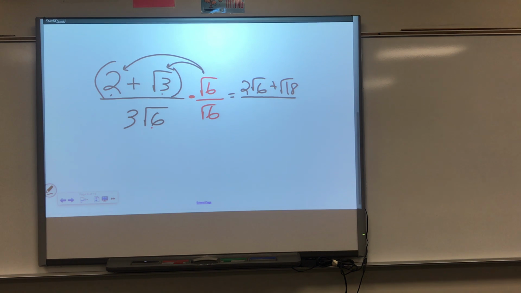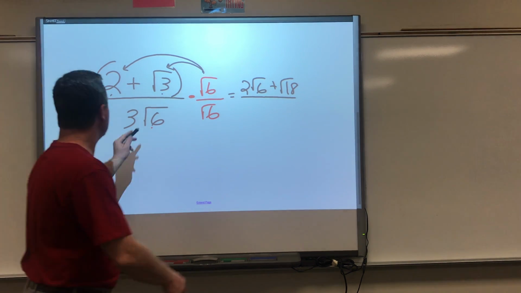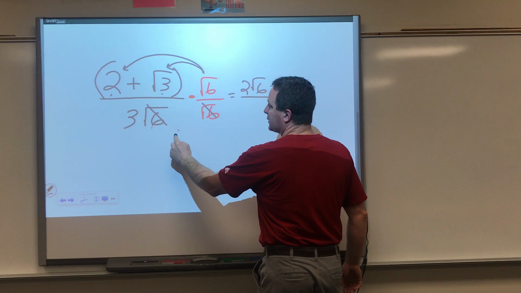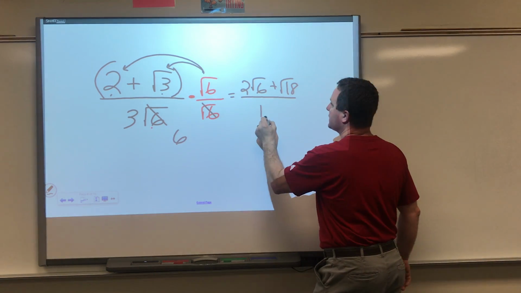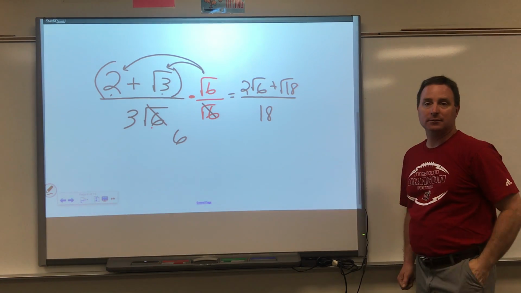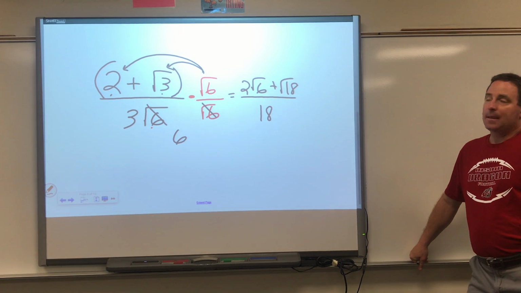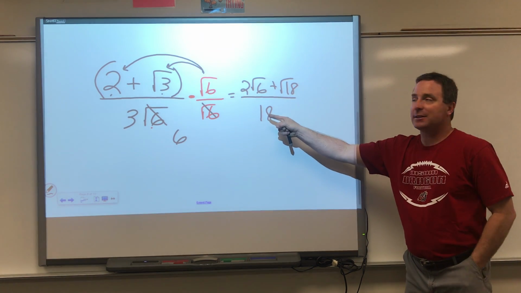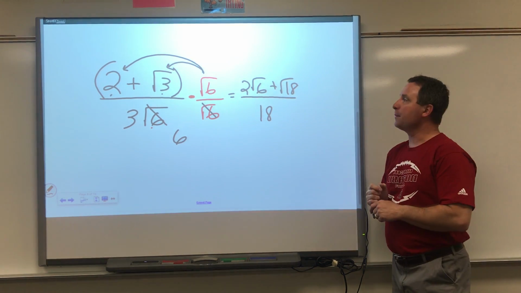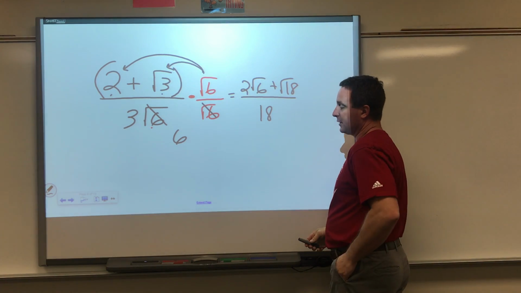Okay. If you look at your denominator, the square root of 6 and the square root of 6 turn into a big 6, and 3 times 6 is a regular 18. Okay? So I got rid of the radical in the denominator, that's a good thing. But let's look at our numerator. Can anything be simplified up there at the top?